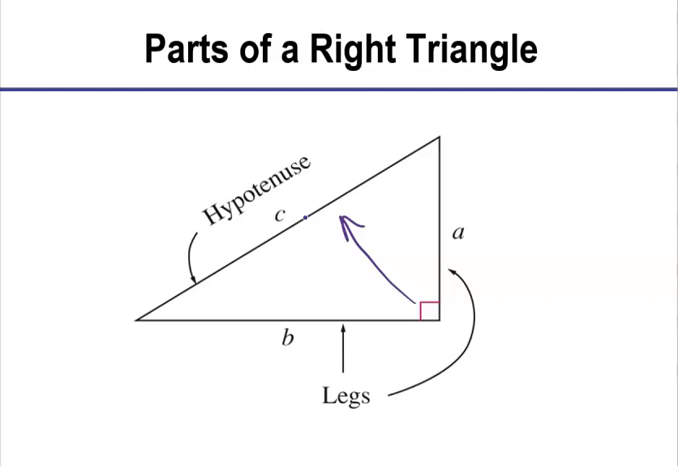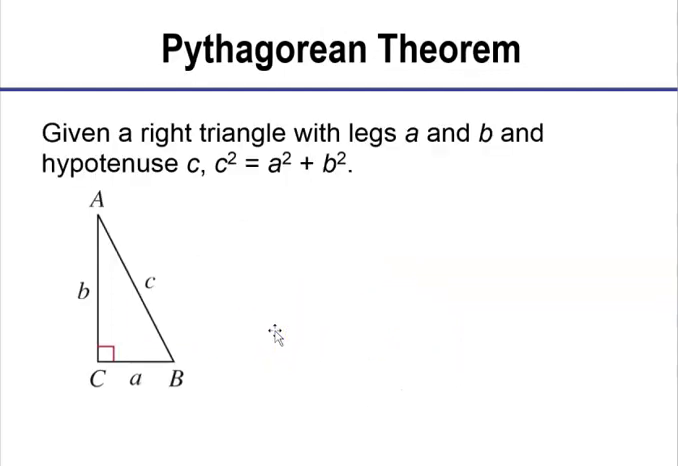And then you have legs, A and B. And you typically don't have to distinguish between these legs. So it wouldn't matter if this side was A or B, or if this side was A or B. And what I'm talking about is using the Pythagorean Theorem.